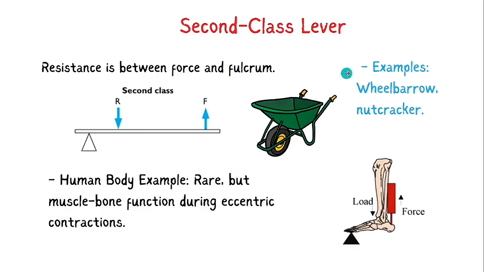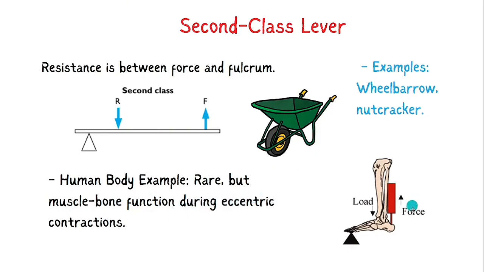When you lift the handles and put in the effort, the wheel acts as a pivot, the fulcrum, and the weight inside the wheelbarrow is the load in between. It gives a mechanical advantage, making heavy loads easier to lift. Human body example. It is rare but occurs during muscle bone function during eccentric contractions.